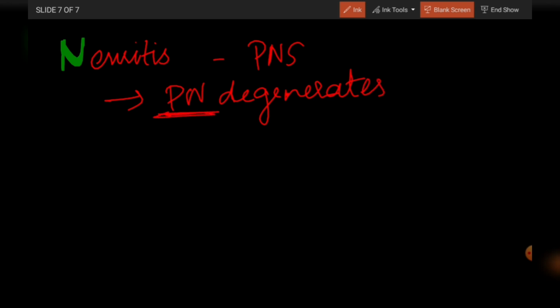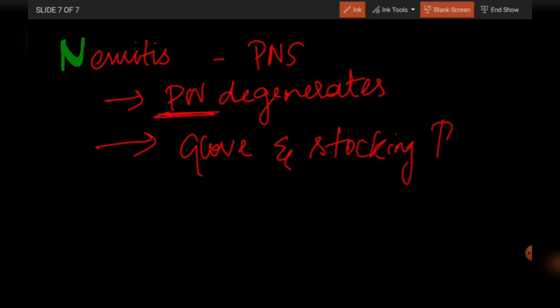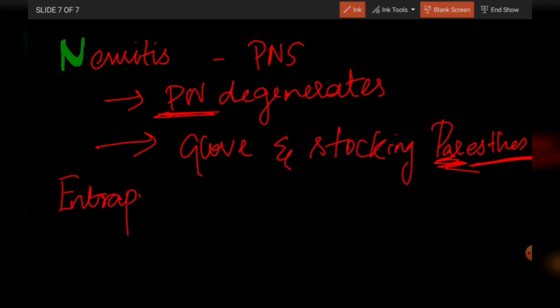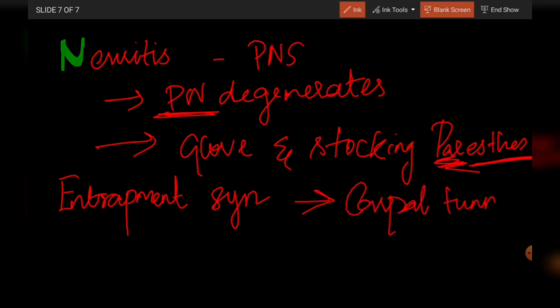Here the distal portions are affected first, so we will have our symptoms first in our hands and feet. This is called glove and stocking paresthesia. Esthesia means sensation, para means altered sensation. Then we have entrapment syndrome. Entrapped means something is trapped and compressed. So in entrapment syndrome there is compression of peripheral nerves. An example is carpal tunnel syndrome.